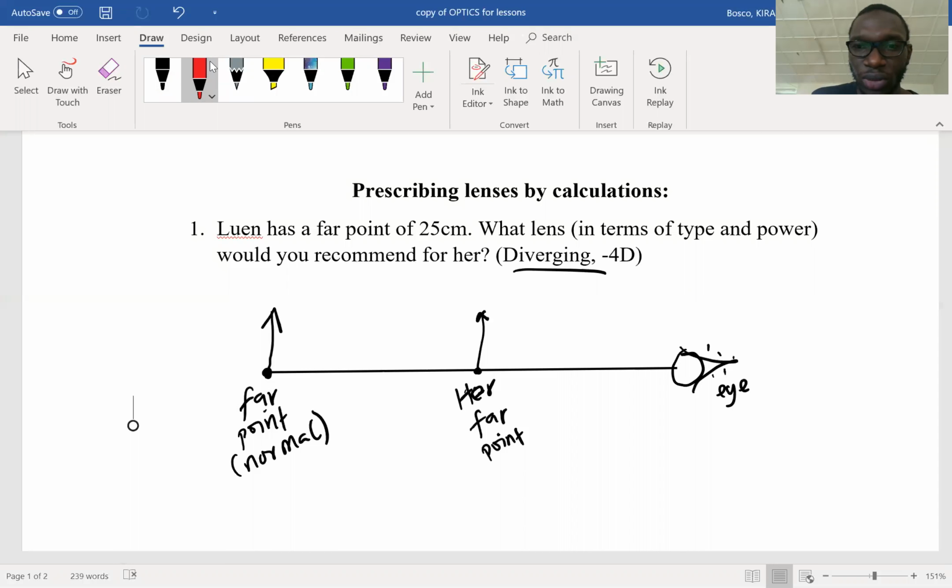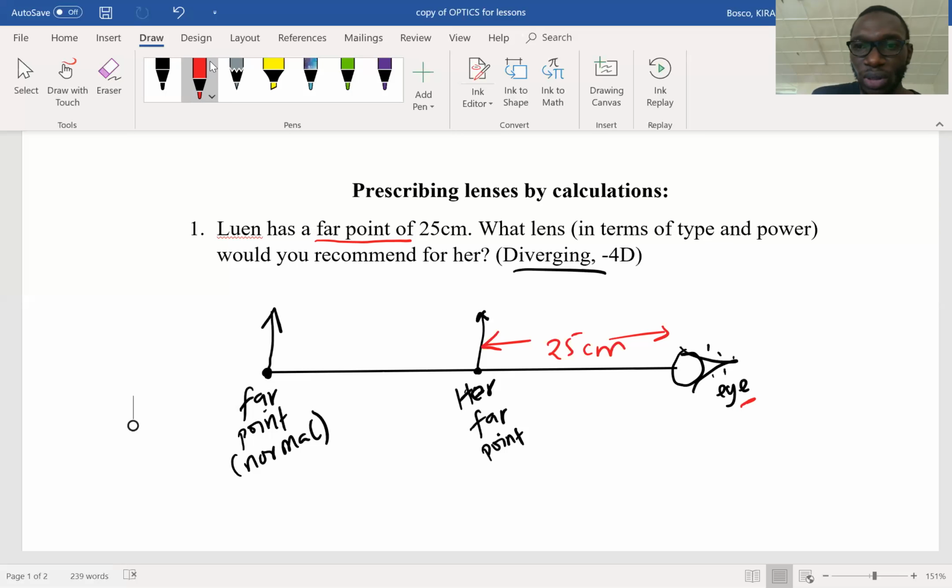This is an illustration that we have. This is the eye, and then the question says that her far point is 25. Let's say this is the far point for the person, this lady without the glasses, 25 centimeters. And we have learned that if a person has a far point, then that person is short-sighted. For a normal eye, the far point should be infinity. Here it's not infinity, it is 25. It is worse, actually. 25 centimeters is a very small distance.